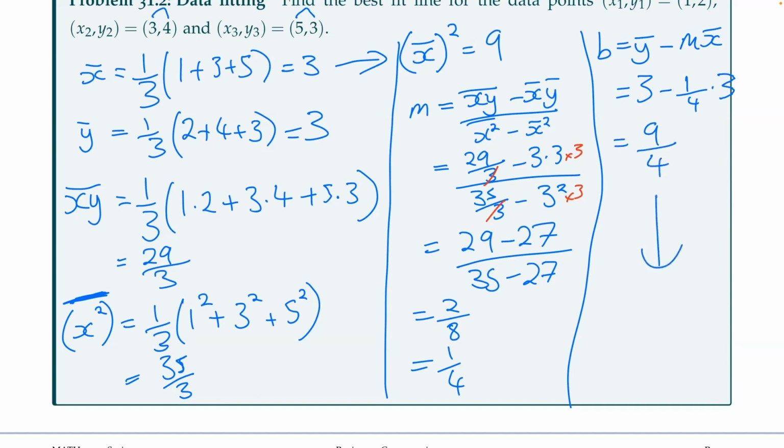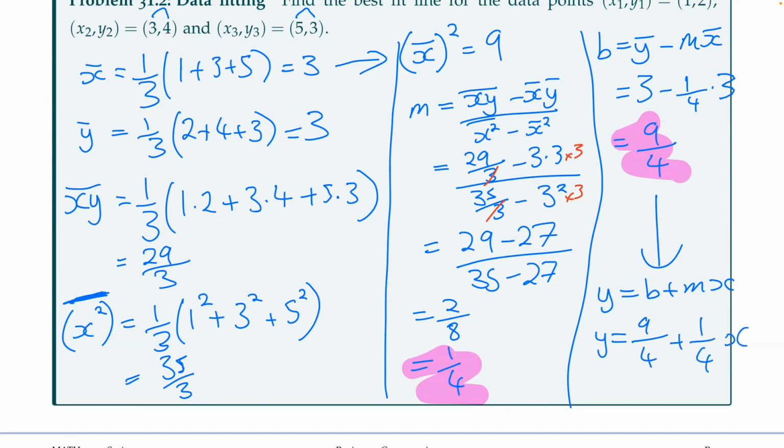Okay. The last step is then to actually plug these in and write down what your line of best fit is. Don't forget to do this. Again, this is something that students often forget to do, is they'll maybe work this out and work this out, but not actually plug it back in. So we had y is equal to b plus mx. So y is going to equal 9 over 4 plus a quarter of x. You can then use this to interpolate or extrapolate other values, assuming everything is linear.